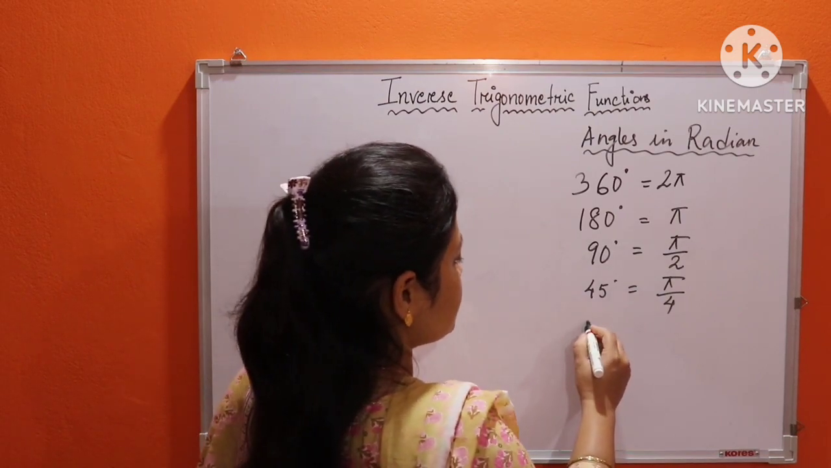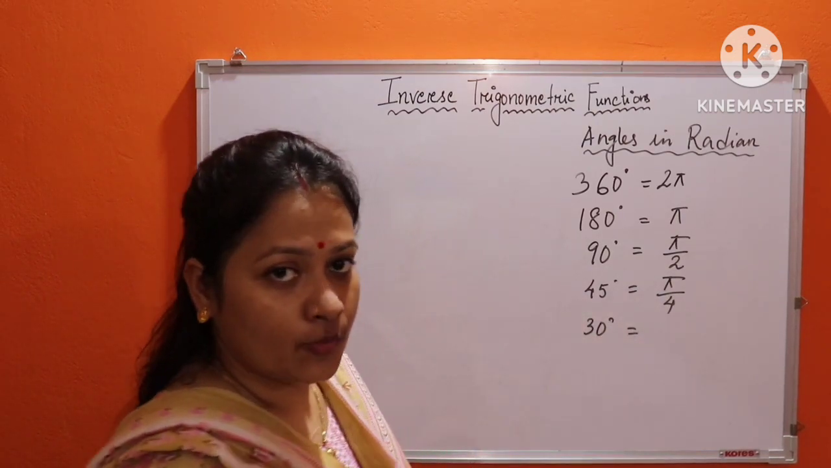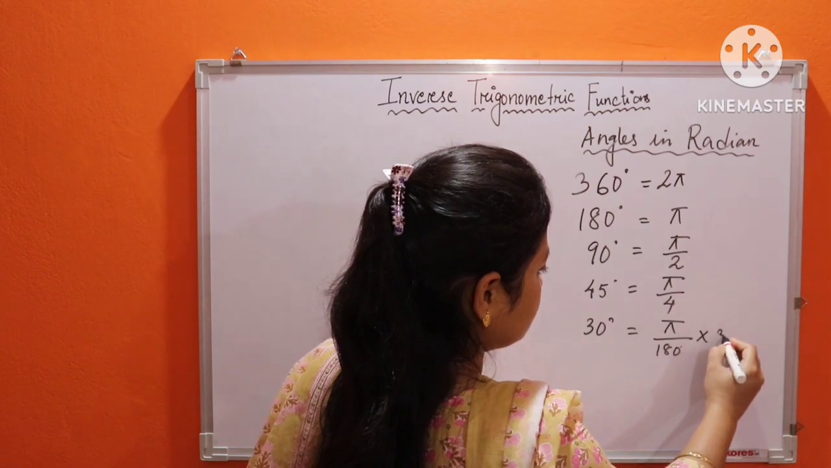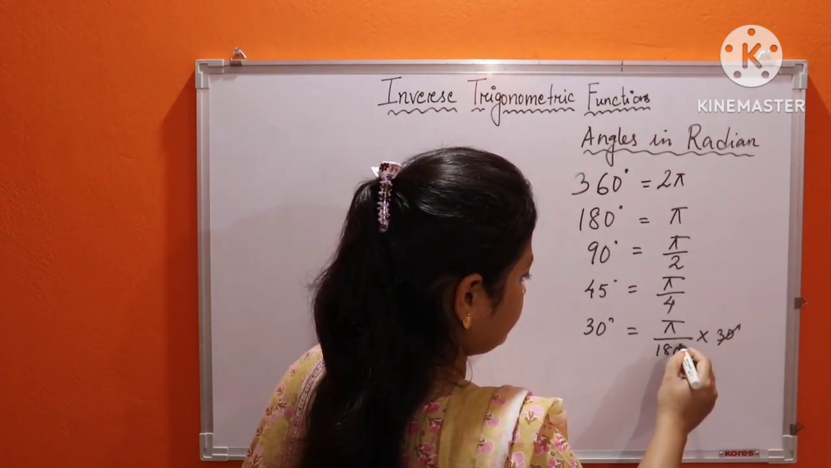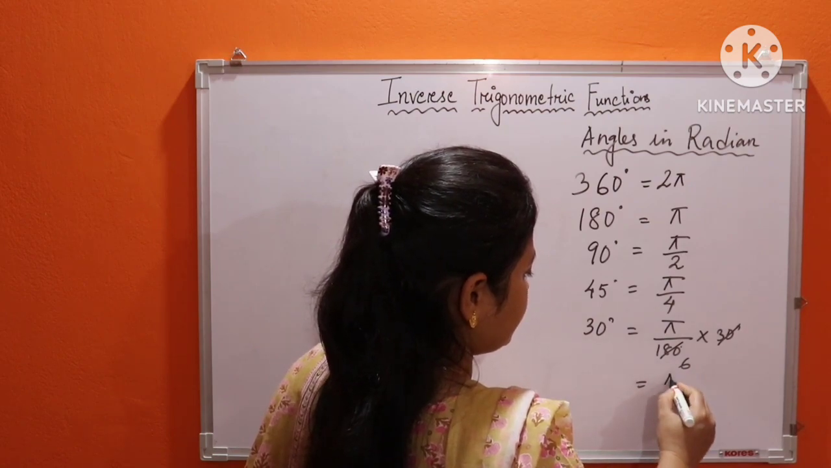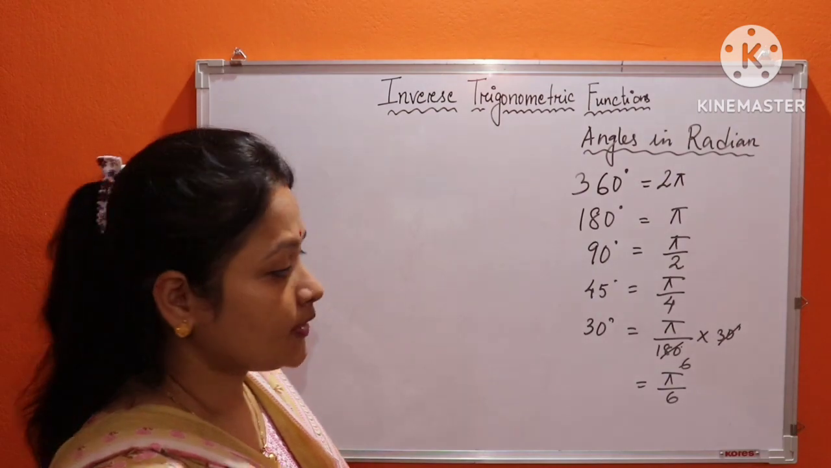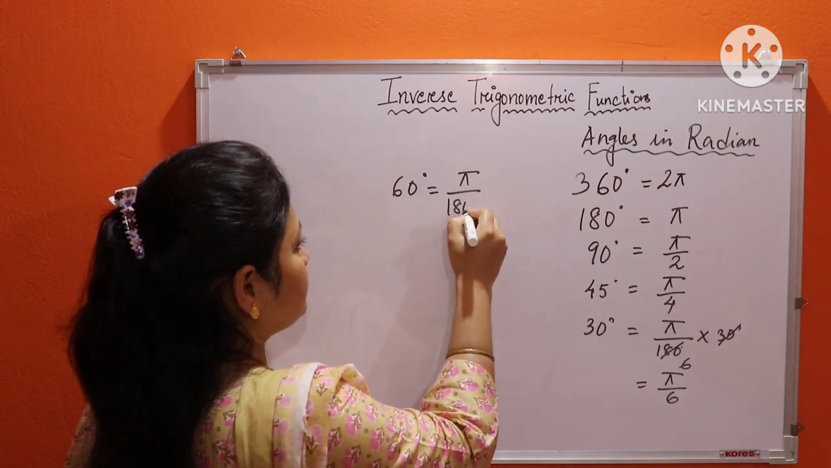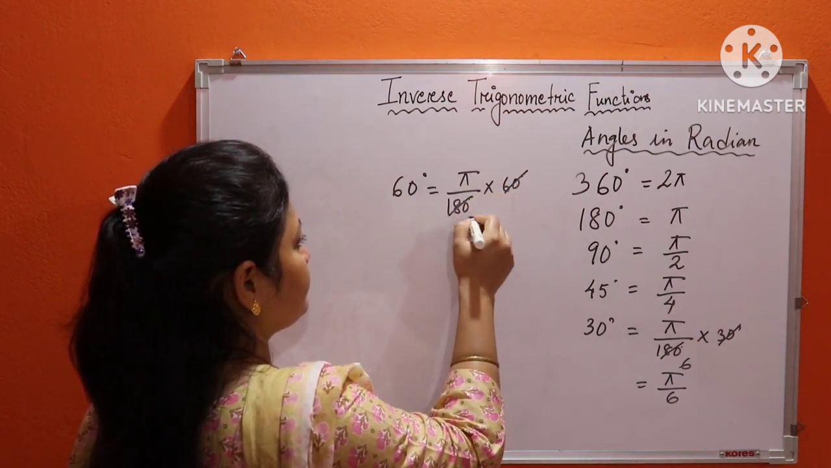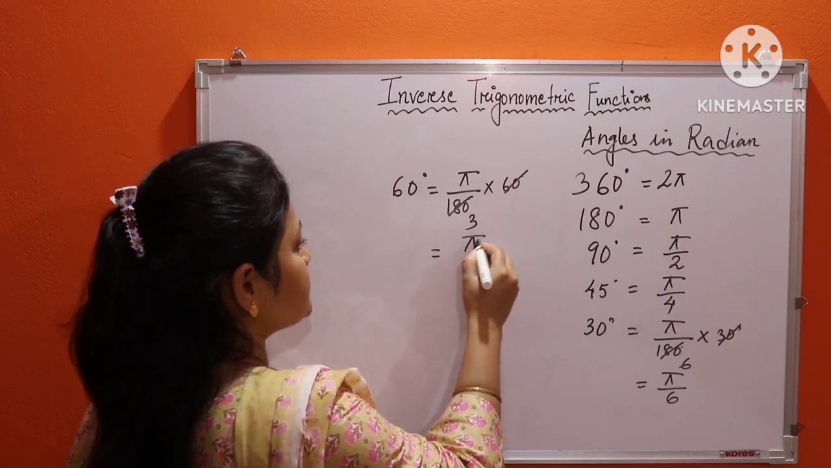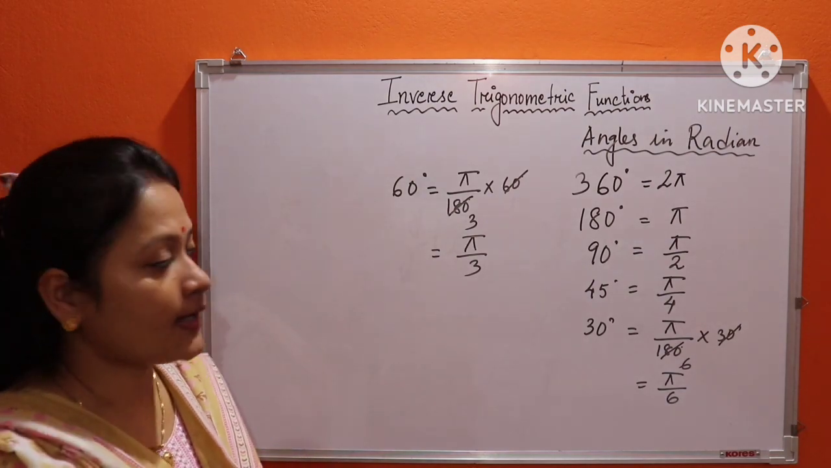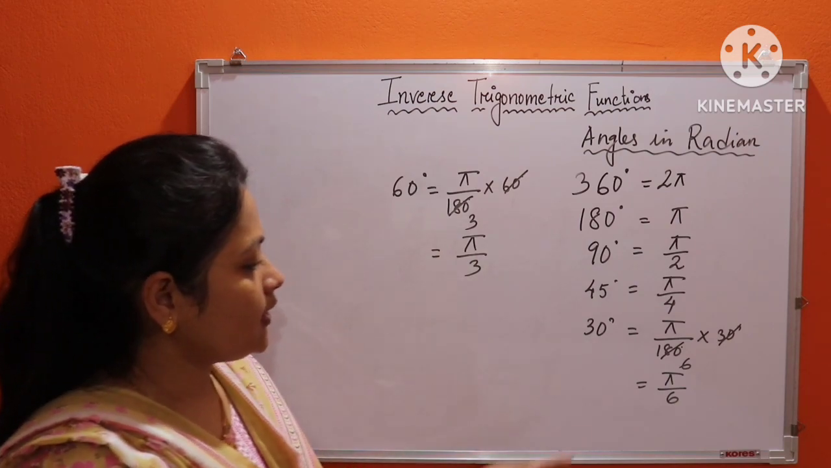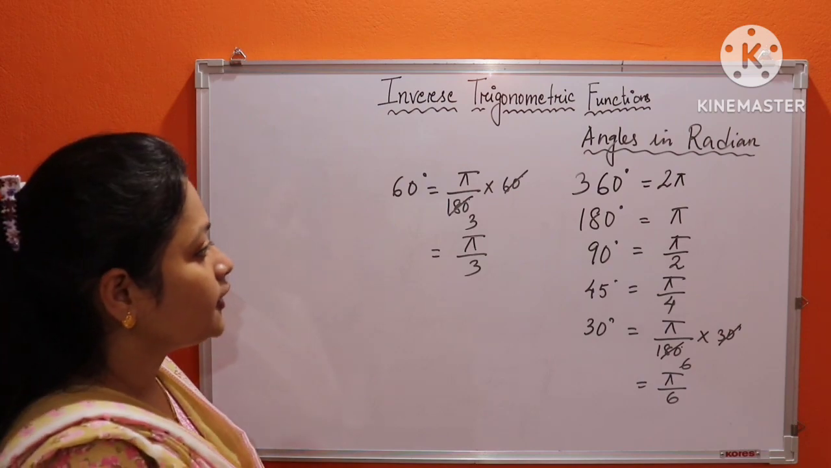Now, how to represent 30 degree in radian form? Pi by 180 into 30 degree, so I can write it as pi by 6. Similarly, 60 degree: pi by 180 into 60, that means 60 in radian form I can write as pi by 3. So 360, 180, 90, 45, 30 and 60 we got in radian form.